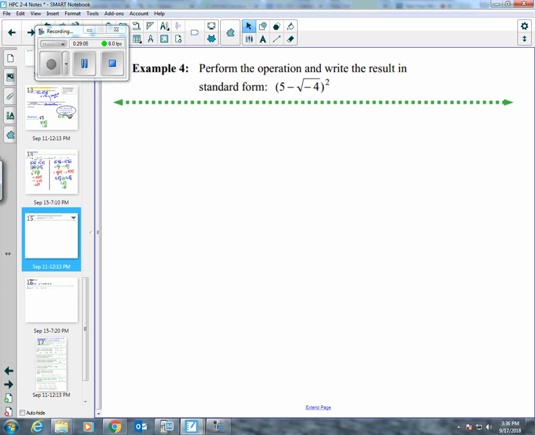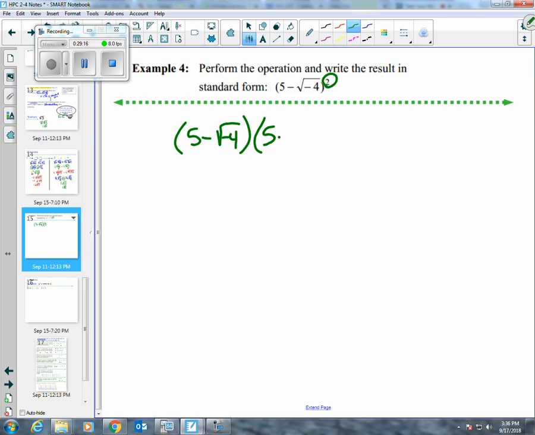Alrighty, so let's try this operation, see if we can make it easier by dealing with the i's. Let's give this one a whirl. Remember what it means to square something. This is a common error that people make. So 5 minus the square root of -4, and then we have 5 minus the square root of -4 again. It's multiplying times itself.